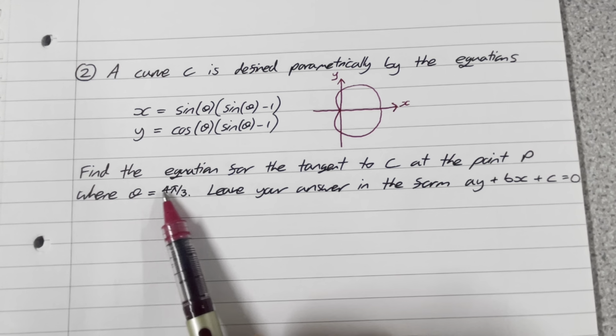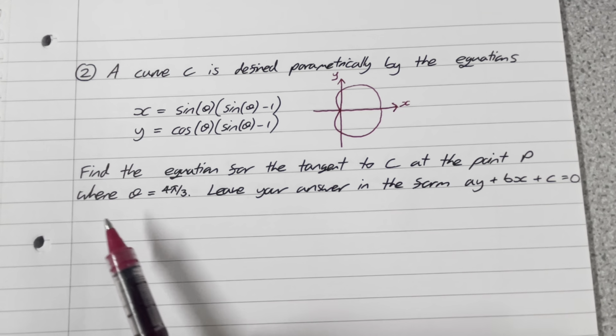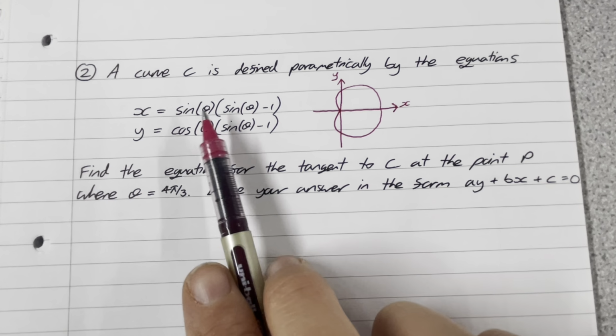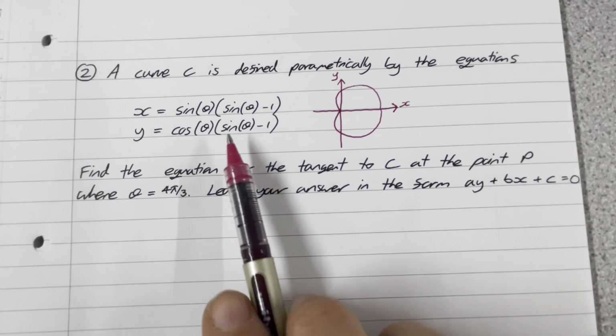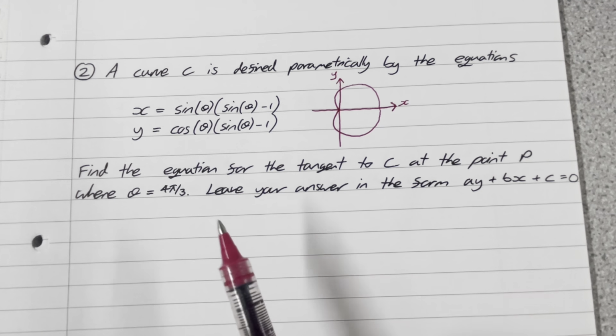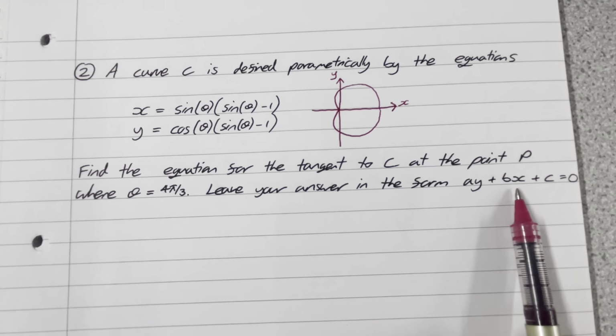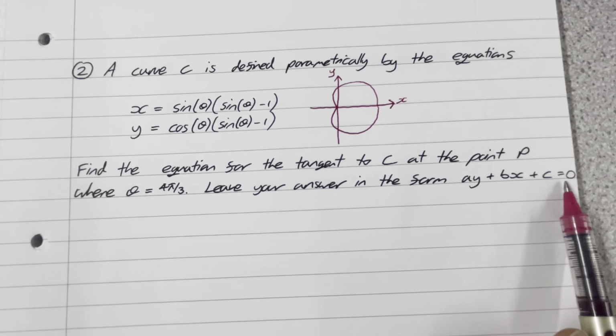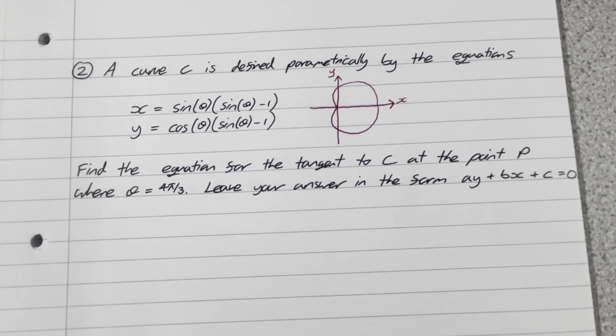Now for this question, we want to find the equation of the tangent to C at the point P, where theta is 4 pi on 3. So here our parameter is theta, not t. And that's quite common when you're dealing with trigonometric functions. Leave your answer in the form ay plus bx plus c equals 0. So we're asked for a particular form for our answer.